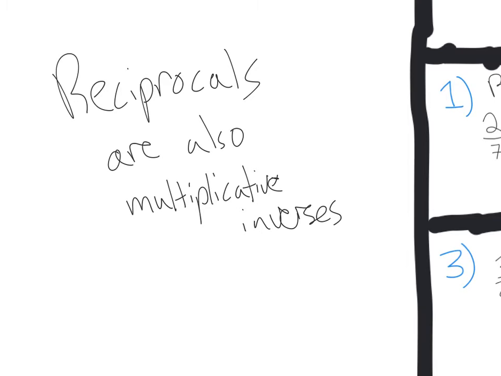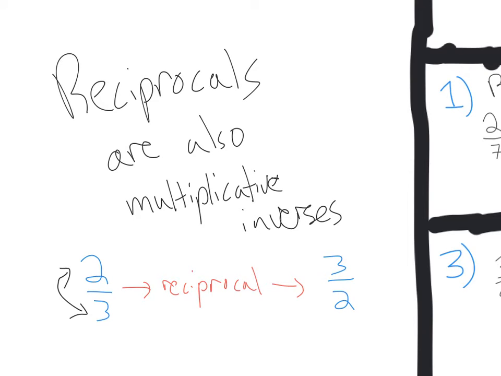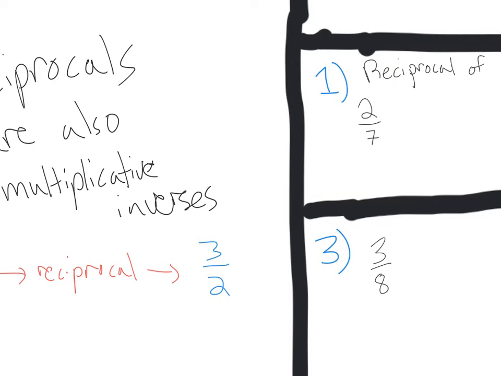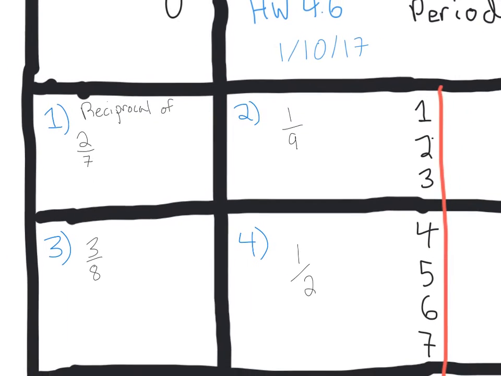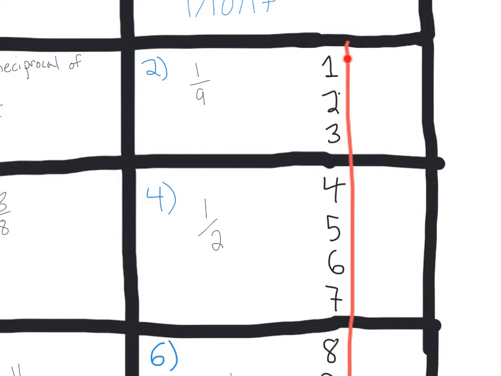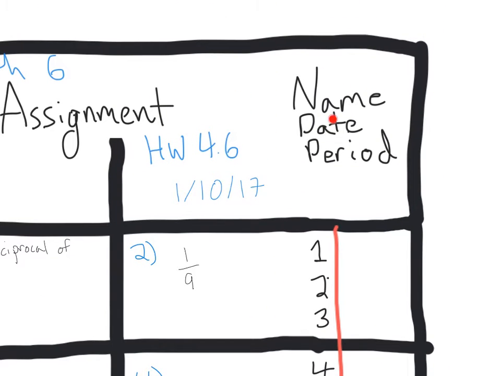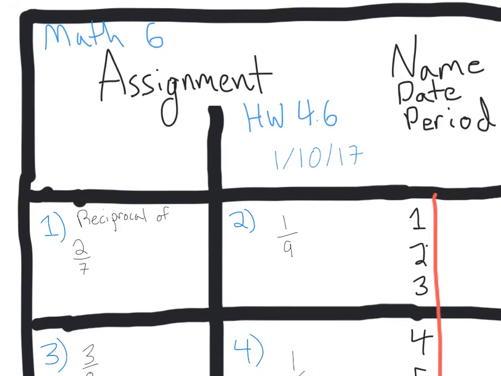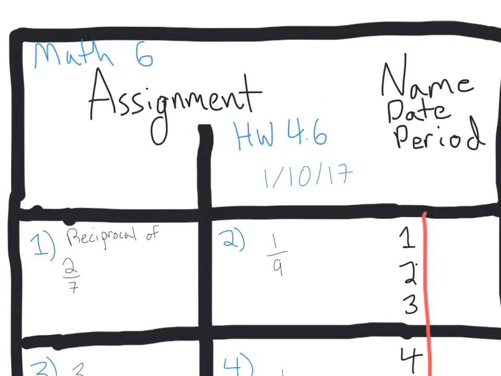So for example, if I had the fraction 2 over 3, the reciprocal would be 3 over 2. So we're just doing kind of a switch of our numerator and denominator. So let's look at number 1. And remember, we are writing this on a separate sheet of paper, and you have your squares and your answer column on the right-hand side, your name, date, and period in the top right-hand corner of your paper. And go ahead and make sure you tell me the assignment that you're working on in the top center.